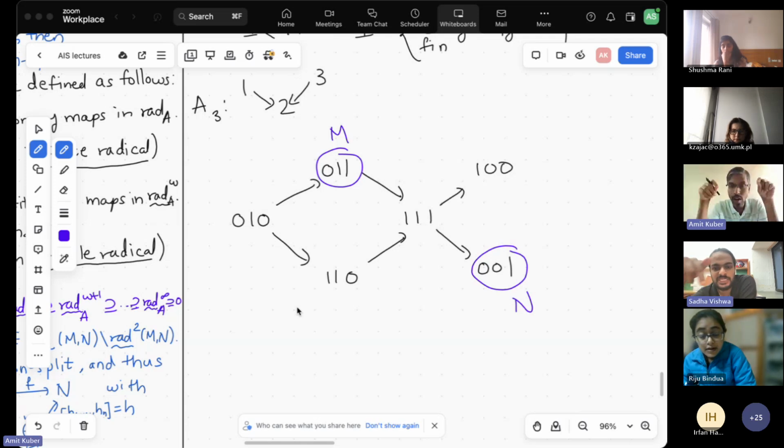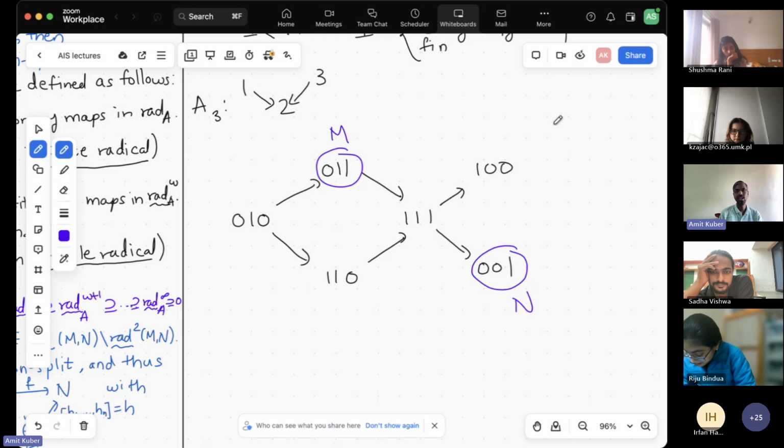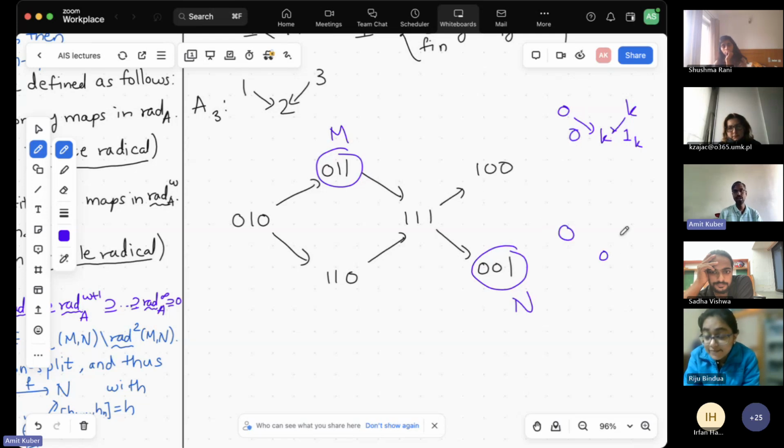So what is in the radical squared? Very good, yes, correct. This is what we compose: we compose this map with this map. So basically, let me write it down in terms of representations so that everybody will understand, because many people don't attend tutorials. So this is 0, 0, and K.